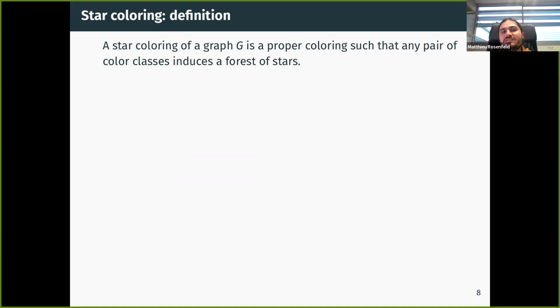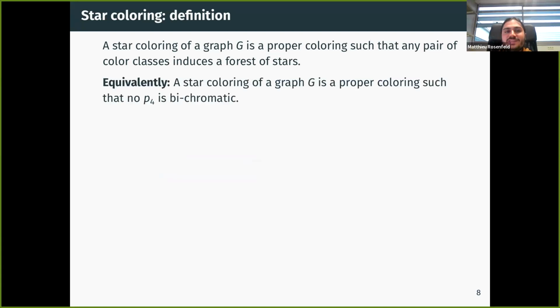This definition explains the name star coloring. But there is a slightly more convenient definition, which is a star coloring of a graph G is a proper coloring such that no P4 is bichromatic. So whenever I look at a P4, I want to see at least 3 colors.